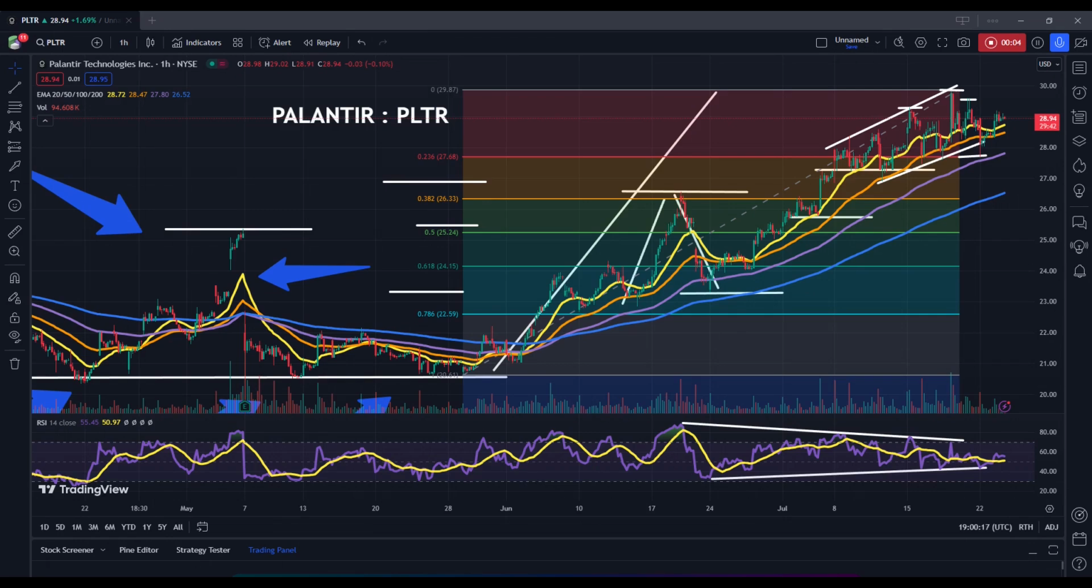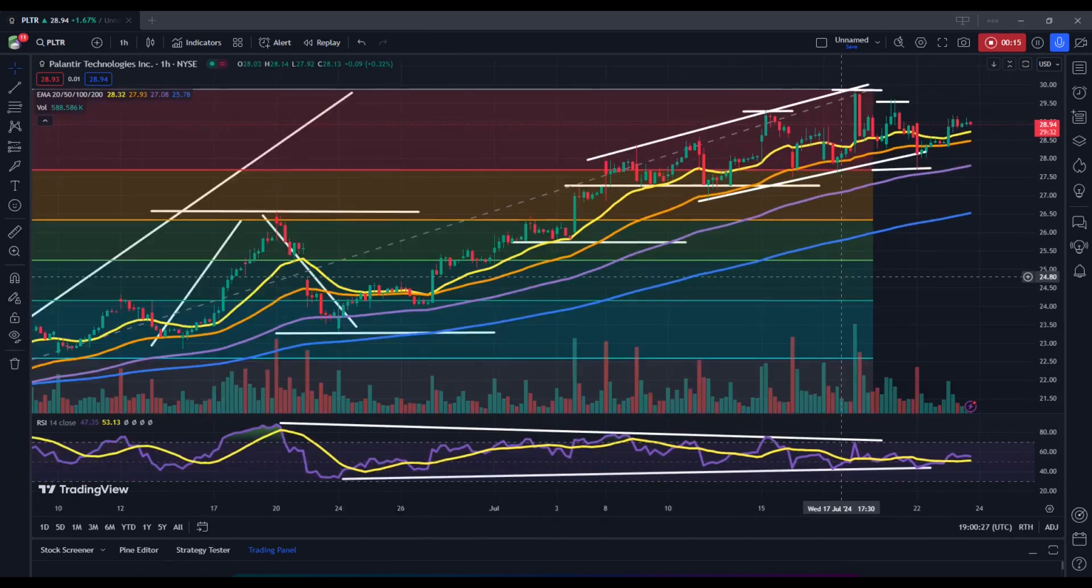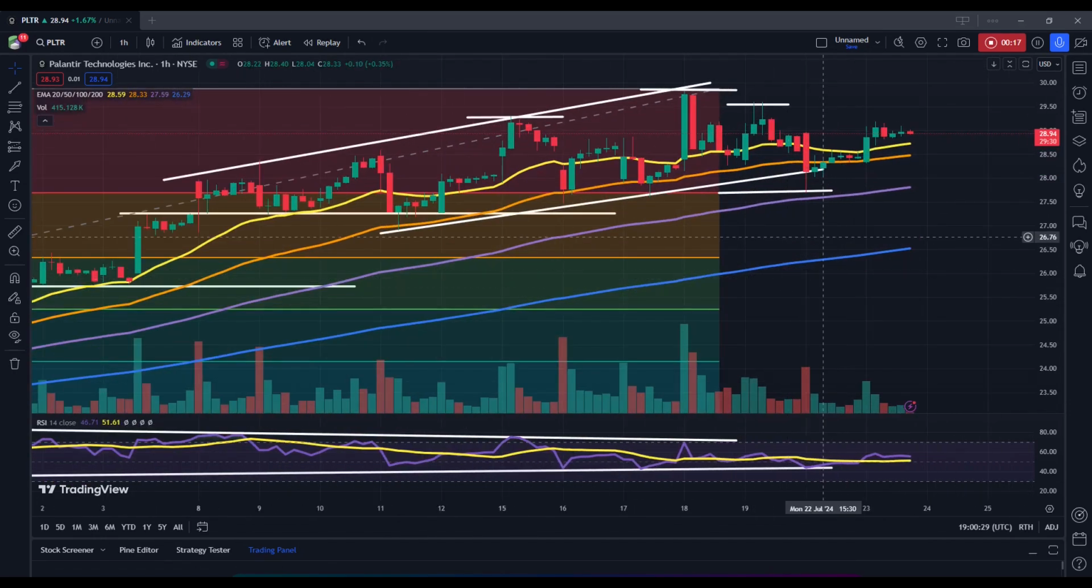Here we have the hourly price chart for Palantir Technologies Incorporated, stock ticker PLTR. As we can see here, we're starting to show a bit of a consolidation formation near the stock's upper trading levels. Overall, we have started to form a bit of a trading range here that can be defined by a few different support and resistance zones. But ultimately, we're starting to consolidate here at these upper levels.